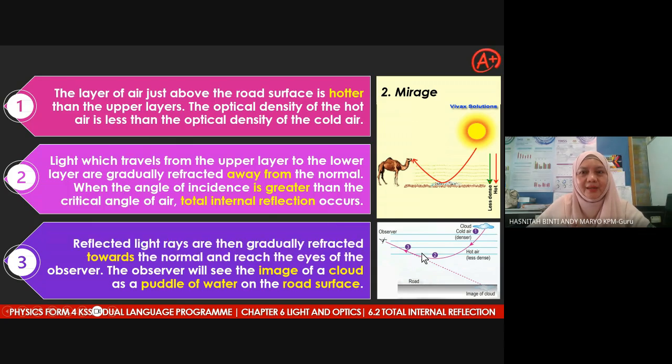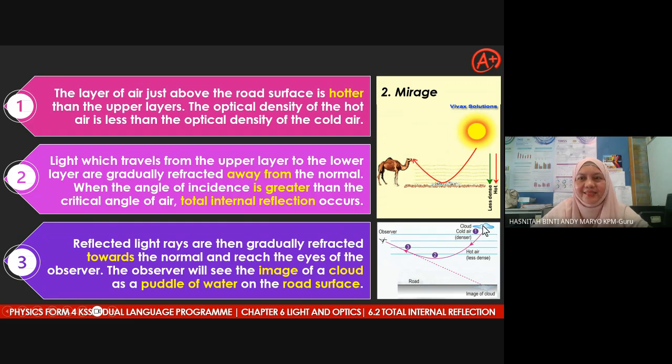So what happened? The light ray will be refracted back upwards, entering the eyes of the observer. So we will see the object up here, the cloud, formed below the road surface, and we see it as a pool or puddle of water. So you can read back from number 1, number 2, and then number 3.